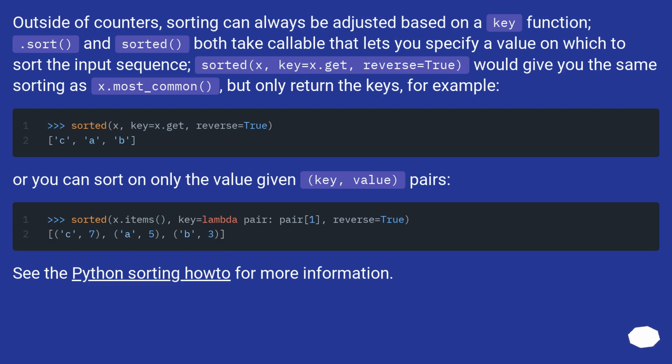Outside of counters, sorting can always be adjusted based on a key function. .sort and sorted both take a callable that lets you specify a value on which to sort the input sequence. sorted(x, key=x.get, reverse=True) would give you the same sorting as x.most_common, but only return the keys, for example. Or you can sort on the whole (key, value) pairs. See the Python sorting how-to for more information.